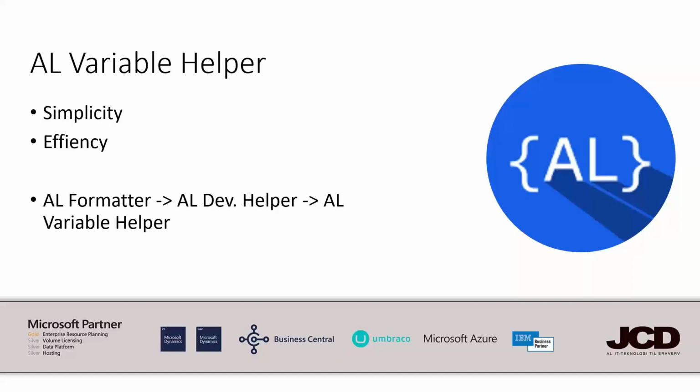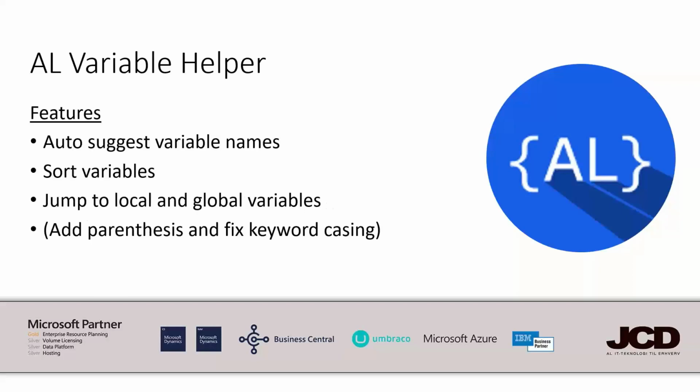So instead of introducing a bunch of features, I implemented features where I needed it. So the AL variable helper is only doing a couple of things, but I think it does it quite well. So trying to keep it simple. If you don't like it, you can always disable it, and you wouldn't miss a bunch of other features. If you like it, it doesn't clutter your VS Code environment with a bunch of features that you might not need because that's put in somewhere else. So that's where I'm coming from.